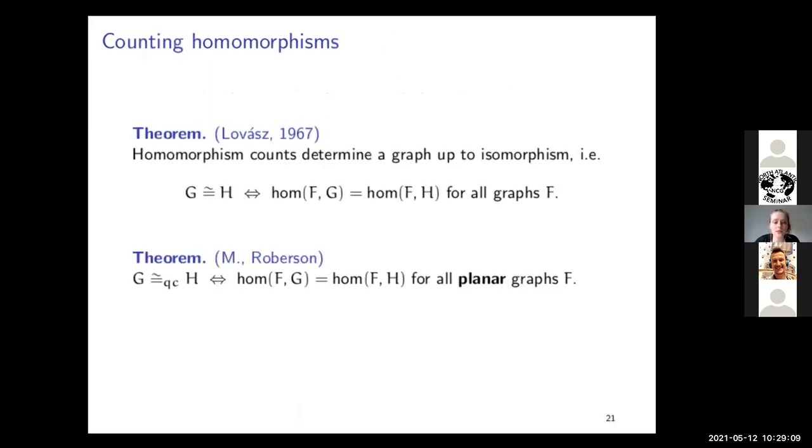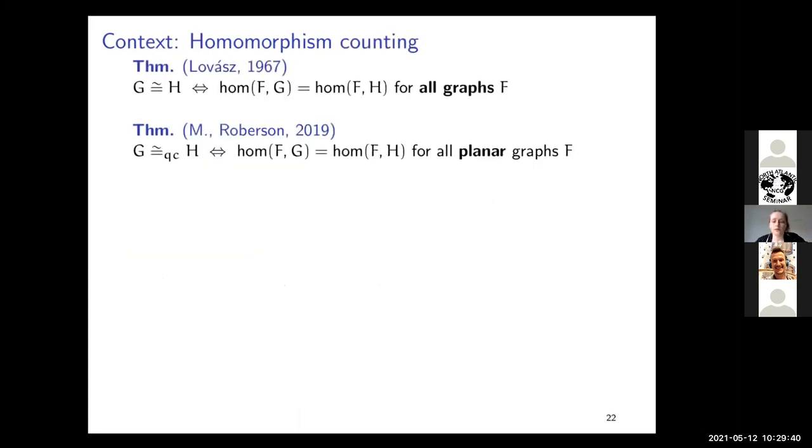Okay, and it turns out that this type of result fits within a larger context where people have looked at what kind of relation on pairs of graphs you get if you require that your two graphs have the same homomorphism count from some class of graphs. For Lovász, it was all graphs. For us, it was planar graphs, but you could take your favorite class of graphs and ask what the relation on graphs is.